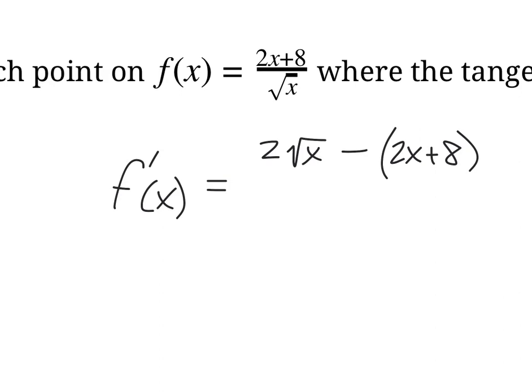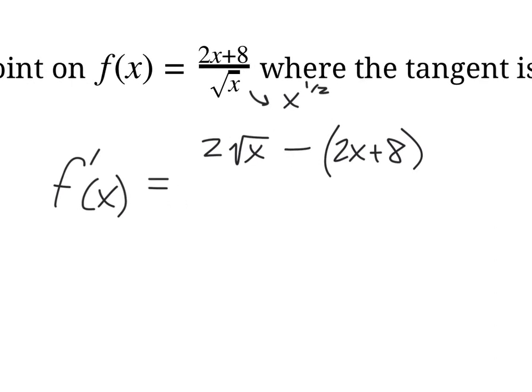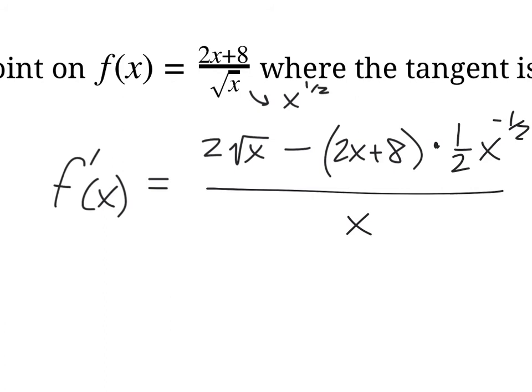And remember, root x really is just x to the 1/2. So when we do the derivative of that, we're really just bringing down that 1/2, so it's going to be times 1/2 x, and then that exponent goes down by 1, so -1/2. And that's all going to be over root x squared. Now, root x squared is just x, right? So let's simplify this a little bit.